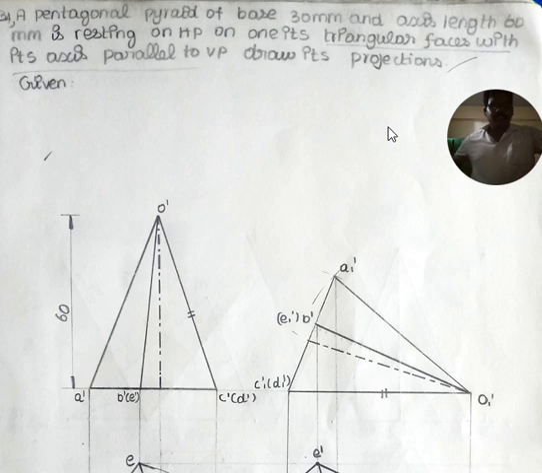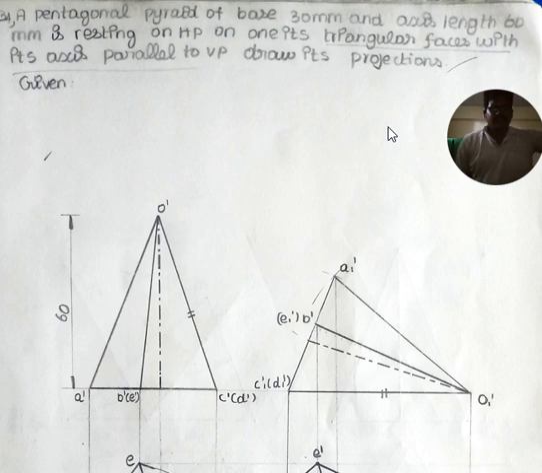This is resting on the horizontal plane. So which one is resting on the horizontal plane? One of its triangular faces. Totally how many triangular faces? It is a pentagonal pyramid, so five triangular faces. Out of five triangular faces, one of the triangular faces is resting on HP in such a way that the axis is parallel to VP. So the axis parallel to VP indicates that the axis is inclined to HP.